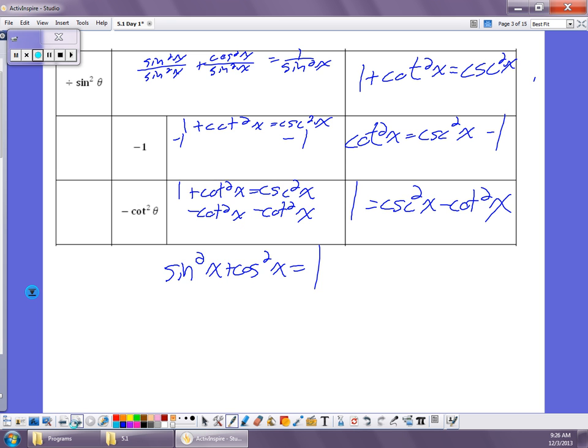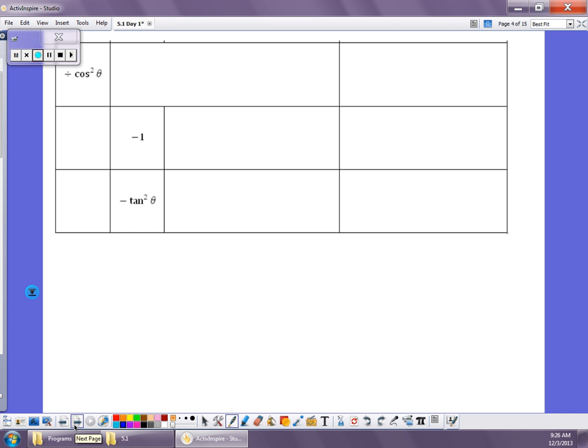So just like we divided by sine squared x, we can also divide by cosine squared x. So we can divide this entire thing by cosine squared x. Does anyone remember what sine squared over cosine squared was? Right, tangent squared. So we have tangent squared x. Cosine squared over cosine squared is just 1. And 1 over cosine squared would be what? Secant. Excellent.